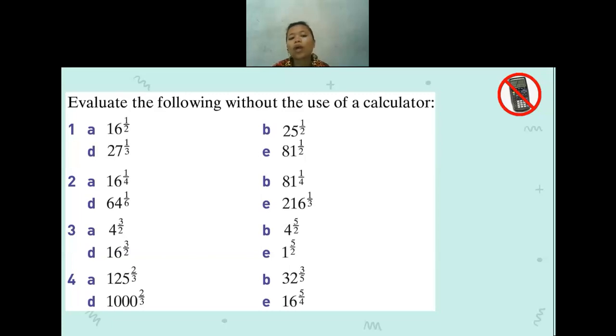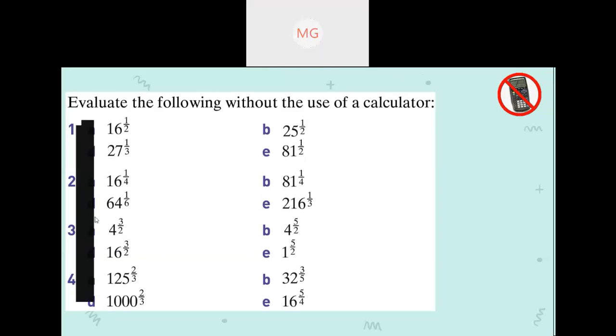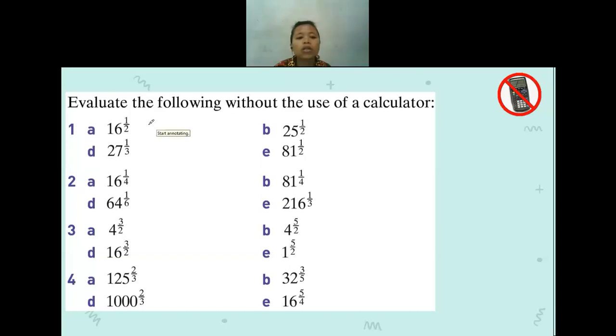So now we have 16 to the power of a half. How much will it be? Yes, it will be equal to 4. Do not use a calculator for chapter 4. If you have any question for this chapter, please let me know. Is there anyone who is confused about getting 4? No? Okay. Now 25 to the power of a half. How much will it be? 5. 27 to the power of 1 per 3.